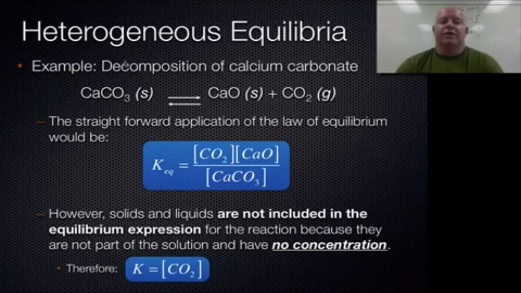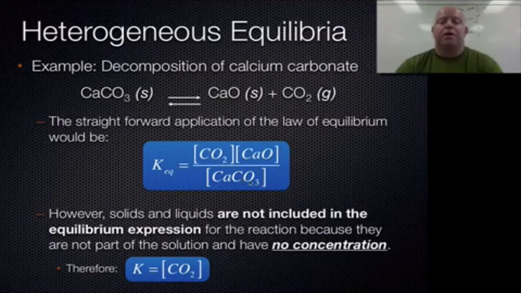If we take a look at another example, the decomposition of calcium carbonate. Okay, so we have calcium carbonate as a solid decomposing into calcium oxide solid and carbon dioxide gas. If we apply the equilibrium constant we've been talking about, we would say that KEQ is carbon dioxide, there's only one of them, over calcium oxide, there's only one of them, so they're both ones, divided by the calcium carbonate, which is one of them.